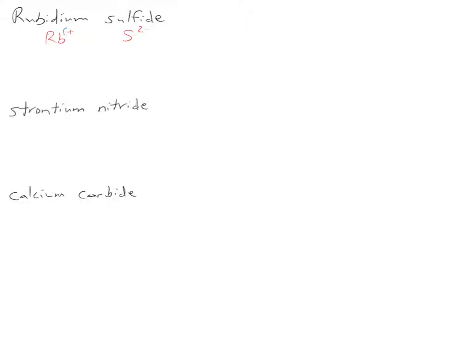Now, once we have those identified, we cross the charges. So the number in front of the plus sign, the number in front of the minus sign get crossed. And once they're crossed, those give us the subscripts now on the actual compound, which would be Rb2S, rubidium sulfide.